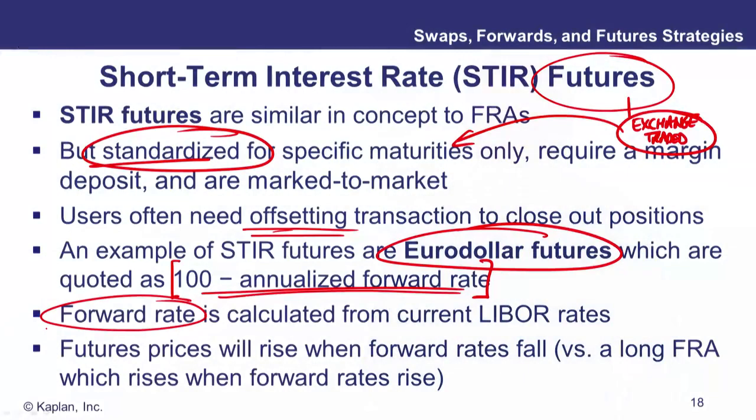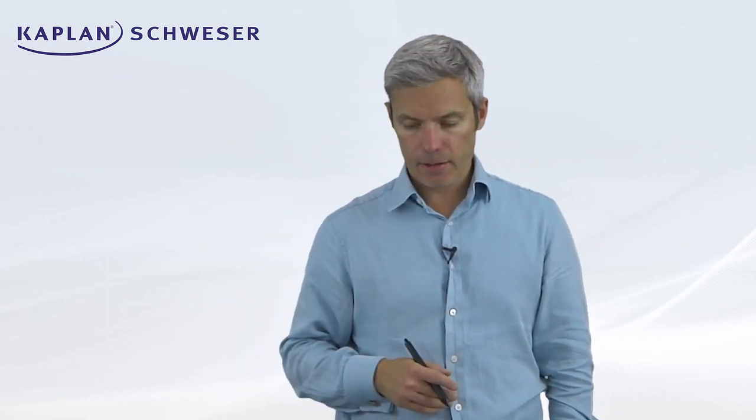If a forward rate for the relevant period is 3%, we don't quote the stir at 3%. We quote the stir at 100 minus 3, which is 97. And the profound impact of that is that we get an inverse price rate relationship. So just be very careful with that, because if you think rates are going to fall, all right, then you would buy stirs because stir prices would rise as rates fell. But that's the opposite of a FRA, isn't it? A FRA wins when rates go up, but a stir wins when rates go down.